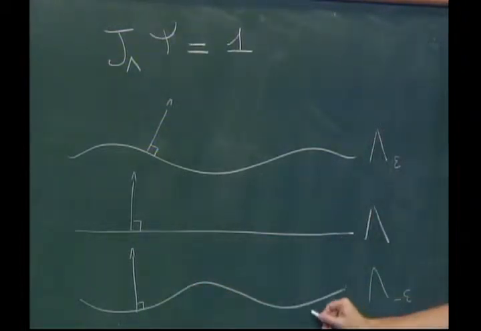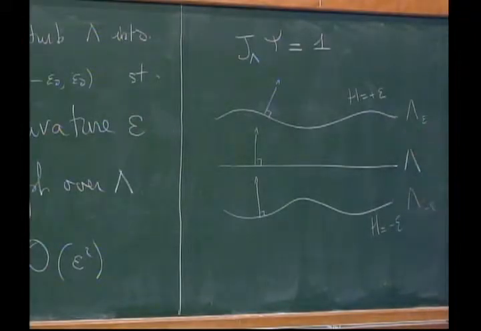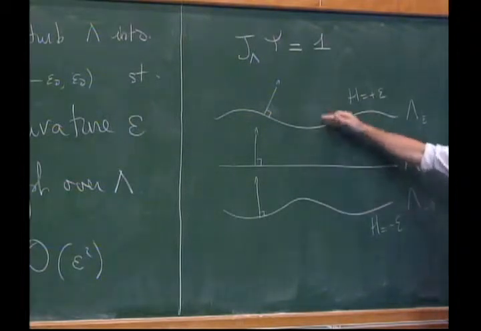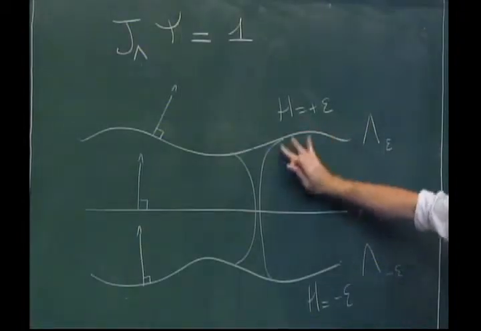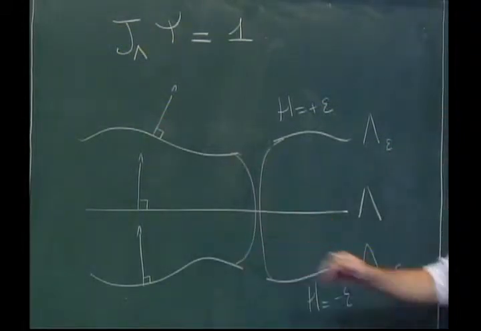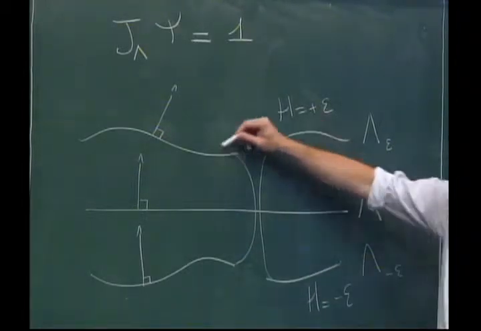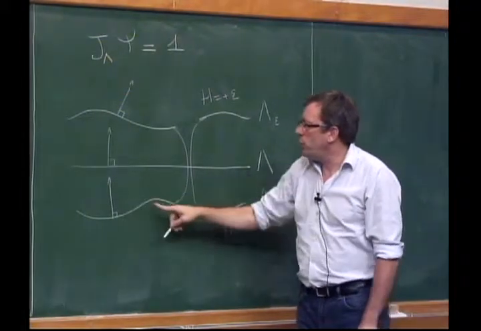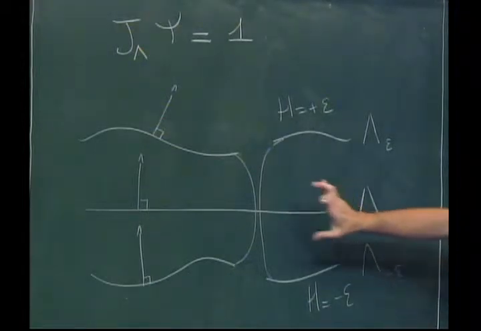Okay, so this one has mean curvature minus epsilon. This one has mean curvature plus epsilon. And you see that it makes sense to try to connect these two leaves by some neck, like this, and try to make it in such a way that the resulting surface will have mean curvature epsilon. So you see that the orientation fits. Here the orientation is this way, and here the orientation is the other way, but the mean curvature has the other sign. So this is what I will try to explain.